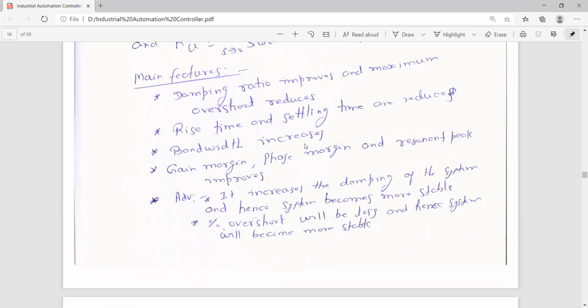Bandwidth increases. So what is the effect on rise time and settling time in the time domain parameters? People know the six parameters: delay time, rise time, settling time, peak overshoot, and steady state error.